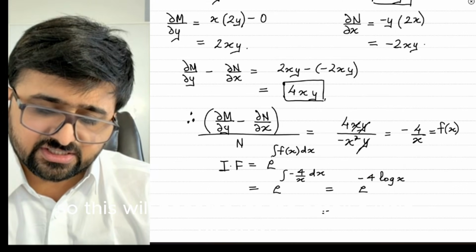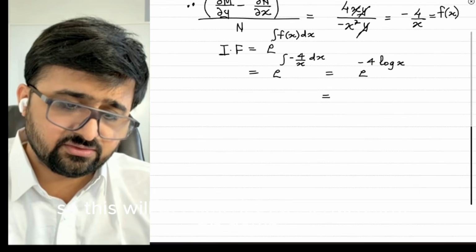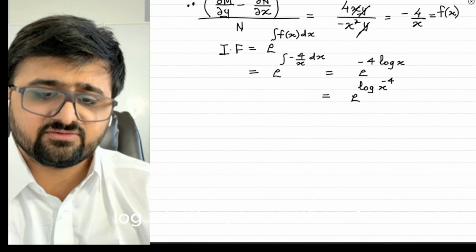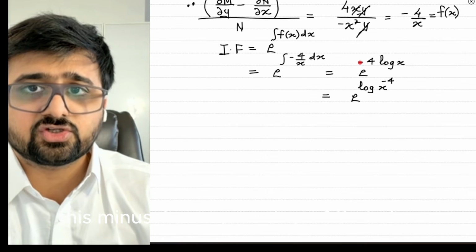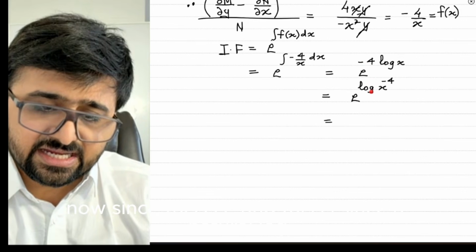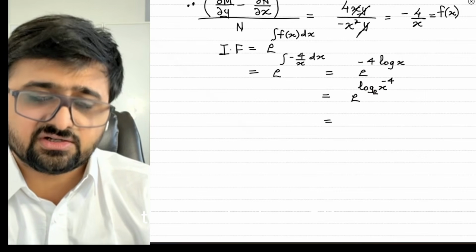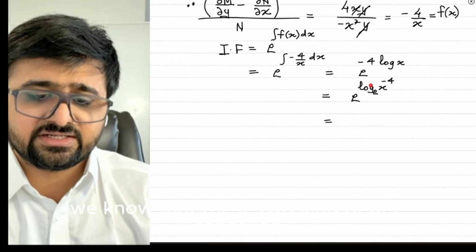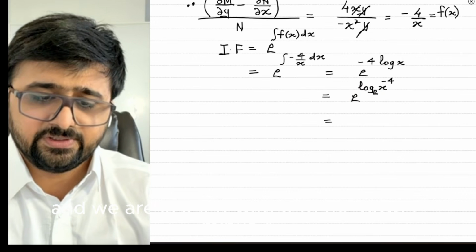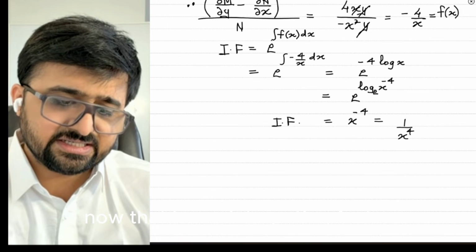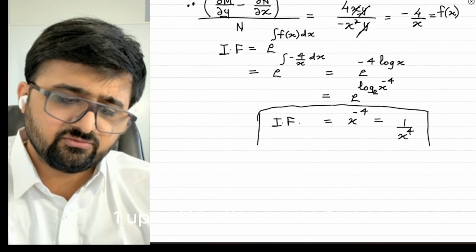So this will become e to the power log x to the power minus 4. By the property of log, this minus 4 can go on top of that x. Since this is a natural log, the base is also e. If this e and the base e are equal, these two get cancelled, and we are just left with x to the power minus 4, which is nothing but 1 upon x to the power 4. That is our integrating factor.